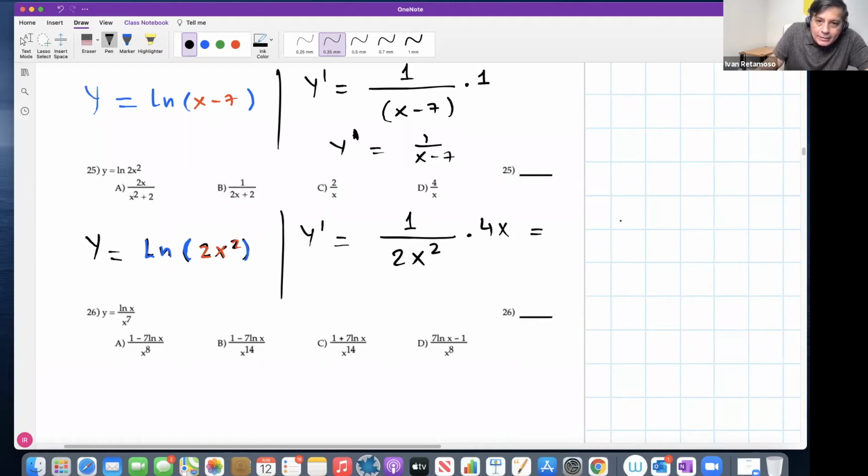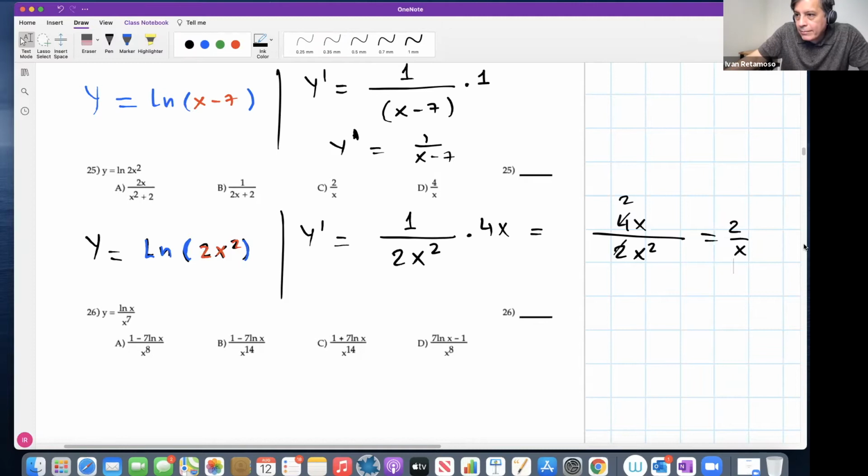Putting this together, 4x on the top, 2x squared on the bottom. Simplifying, look, this is just 2. One x cancels, one x stays, 2 over x, right? 2 over x for 25. Excellent. Right, guys? Yeah, great.